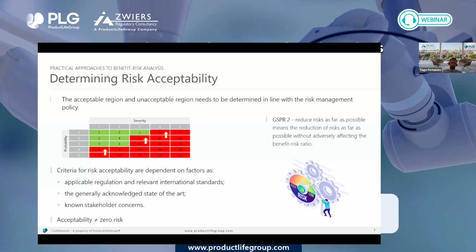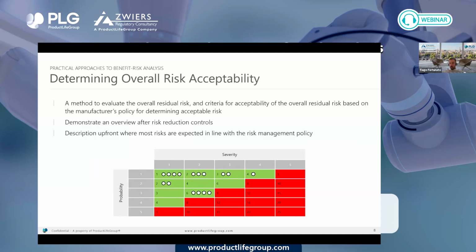It's important to remember a couple of points related to this as well. So not only risks falling in the unacceptable region need to be lowered, but you should also try to lower risks falling in the acceptable region, so your device is compliant with GSPR 2. Also, remember that acceptability does not mean that there is zero risk, otherwise we would not be here talking about assessing residual risk after all.